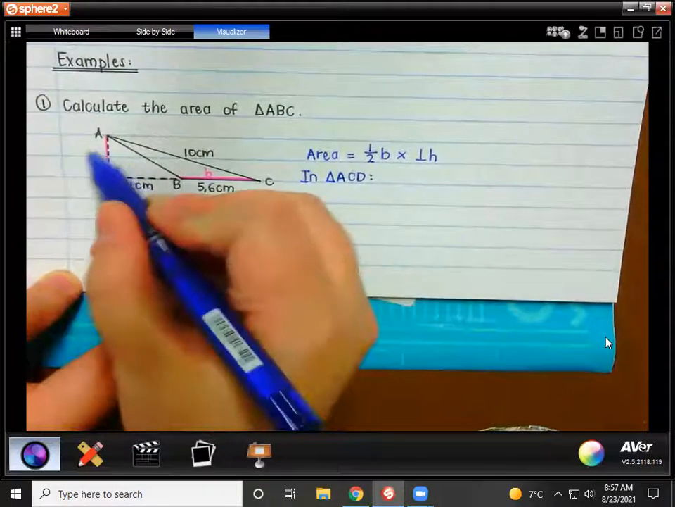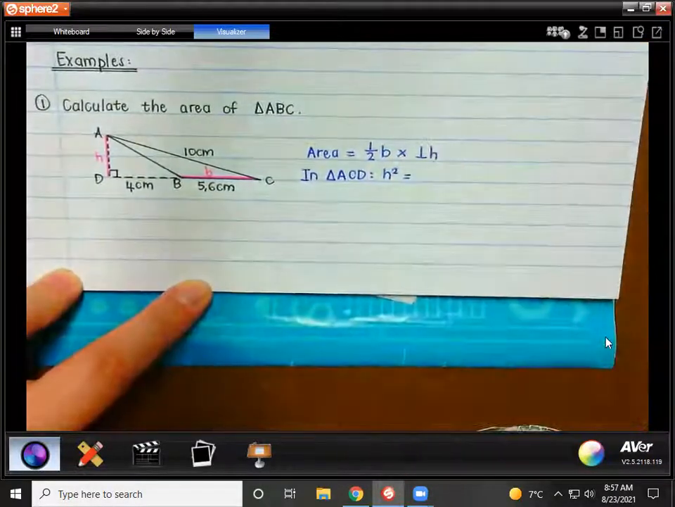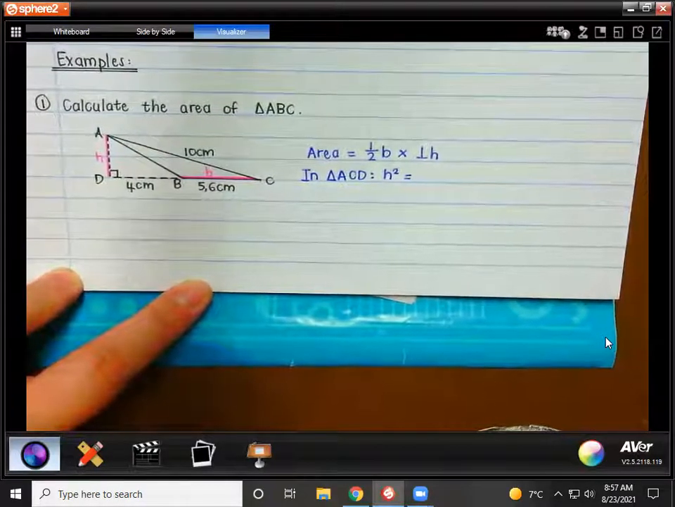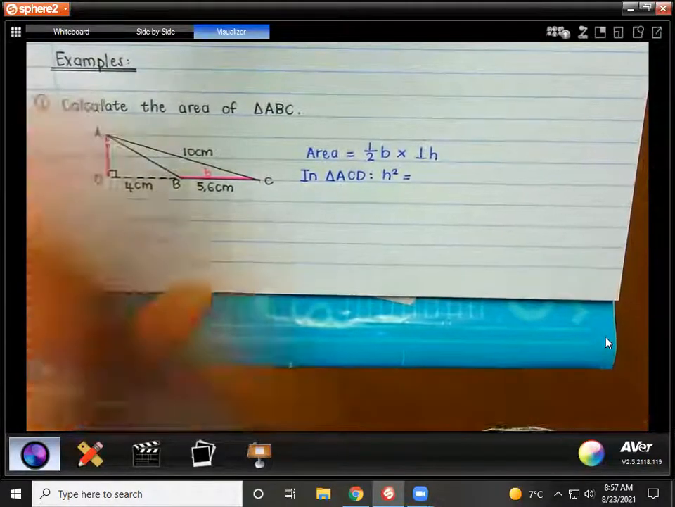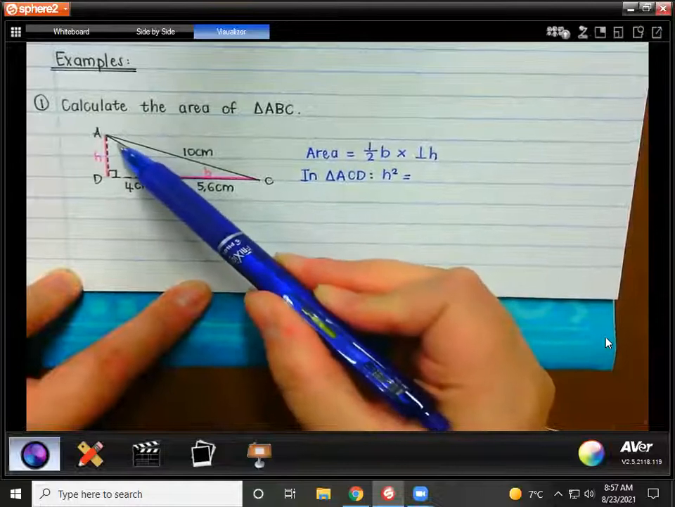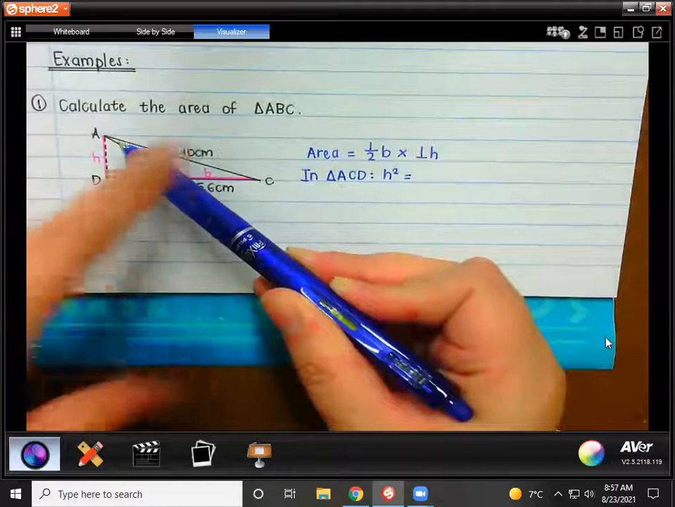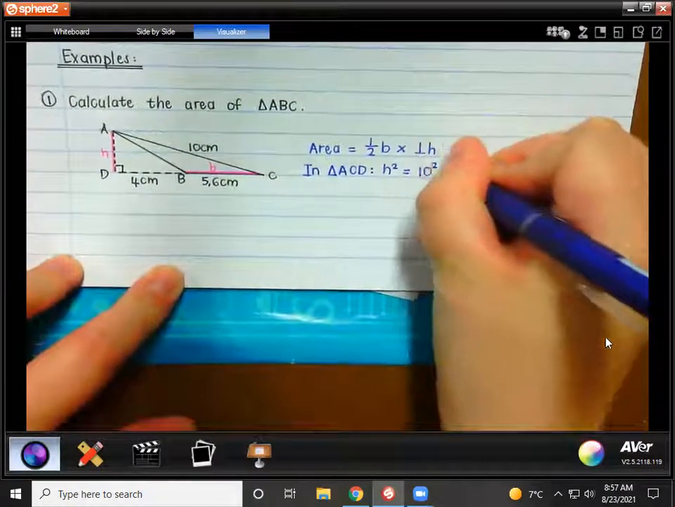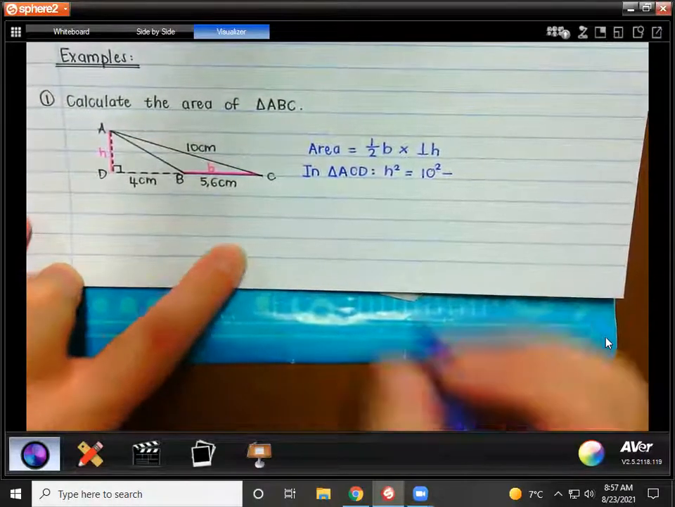Right, so we're going to say h squared, that's the one that we're calculating, is equal to... Guys, is h the hypotenuse of the big triangle? Is it opposite the right angle? No. Which side is the hypotenuse? Which side is opposite the right angle? Remember, we're ignoring this line. Which side is opposite the 90-degree angle? 10. So we're going to say 10 squared minus, it's always the hypotenuse squared minus the other side squared.